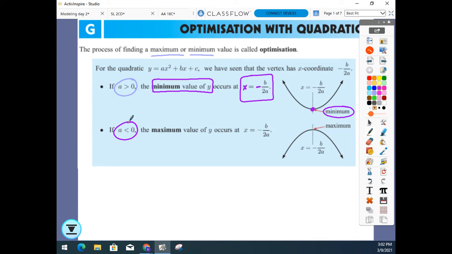So if a is less than 0, so it faces upside down, that means your vertex is a maximum value of y at the x. So a lot of this is just talking about the vertex itself.